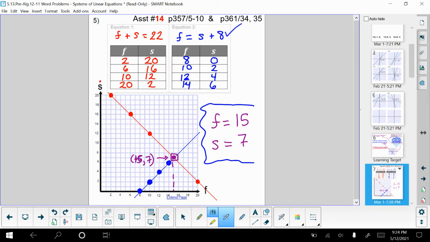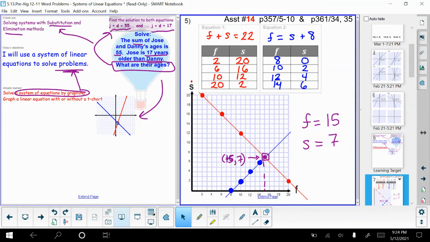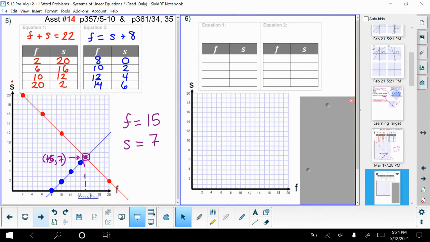Now, I'm going to challenge you to go right next door to number 6. I want you to look at number 5. I want you to see how number 6 is a little the same and a little different. Pause your video, come on back when you're ready to check your answer.